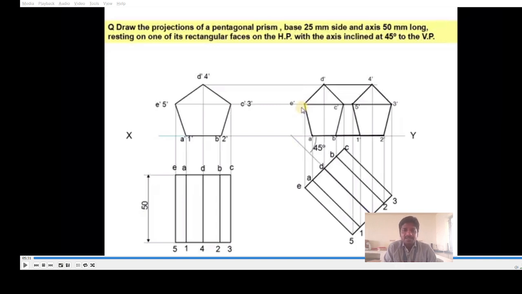So I hope from this video you have some glimpse of how to draw the pentagonal prism when the base side is 25 mm and the axis is 50 mm, resting on one of the rectangular faces on HP with the axis inclined at an angle of 45 degrees to VP.